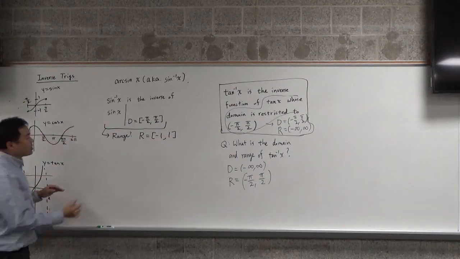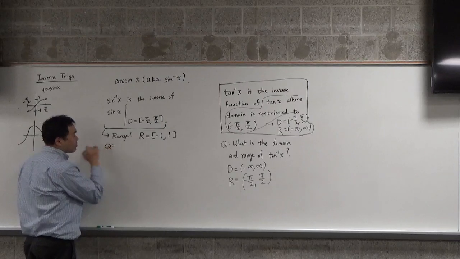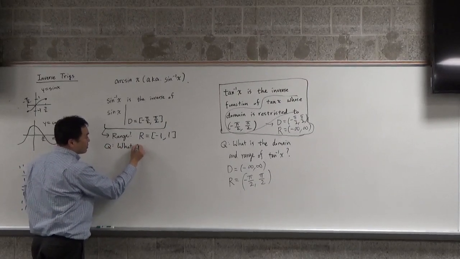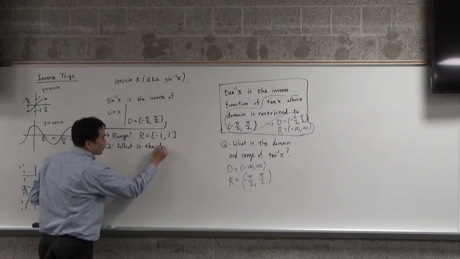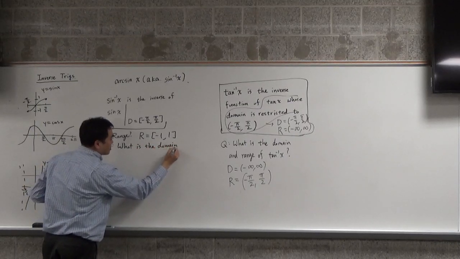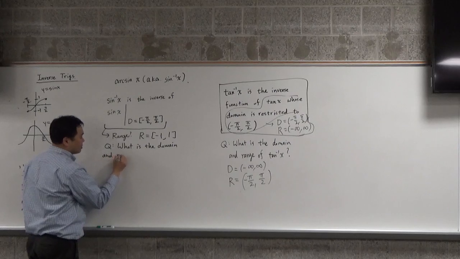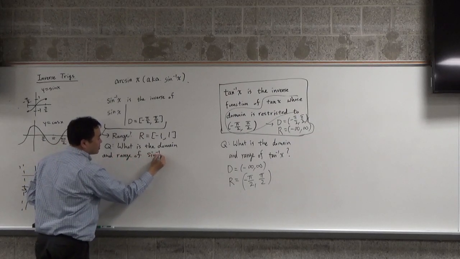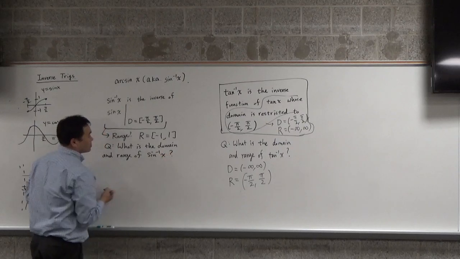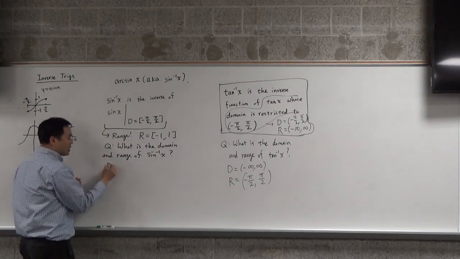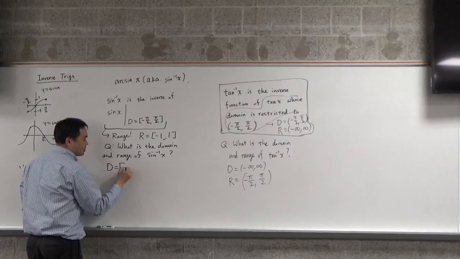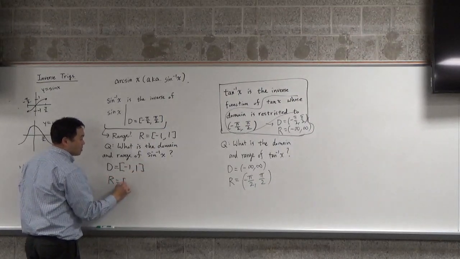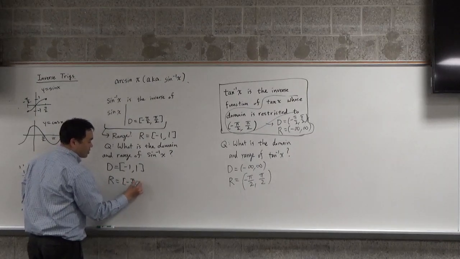All right, so now we can ask and answer a question. What is the domain and range of sine inverse of x? It's the same, it's just flipped. So the domain would be negative 1 to 1, and the range would be negative pi over 2 to pi over 2.